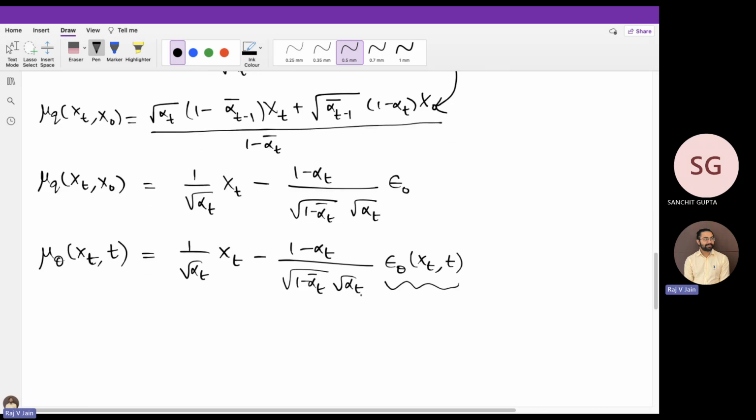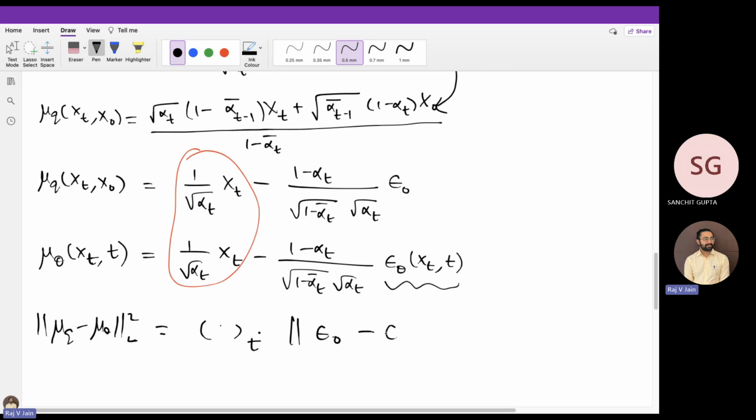Now again, same thought process. We look at mu q minus mu theta, squared. This turns out to be some factor, and again these two will get cancelled. What will end up happening is we'll get these factors into this part, epsilon naught minus epsilon theta of xt comma t. So do you want to try to interpret this?